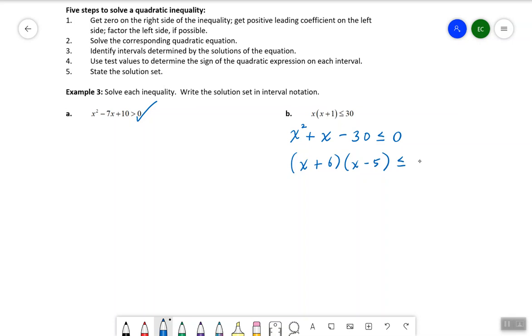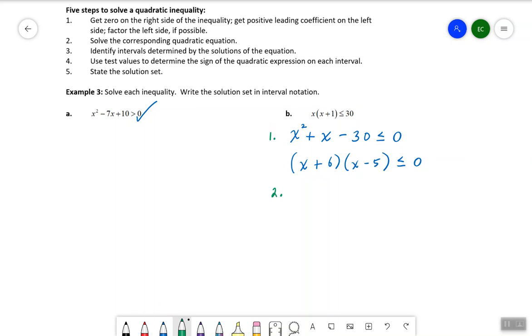We're moving a little faster through the factoring now. We've been practicing that quite a bit throughout this chapter. Hopefully you feel confident getting x plus 6 and x minus 5 pretty quickly. Okay, so let's call that step number 1.